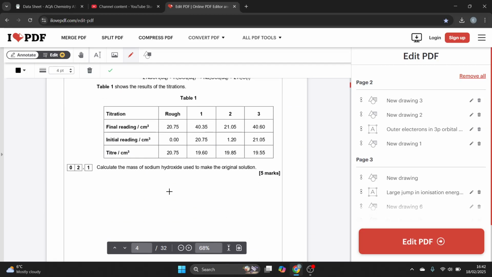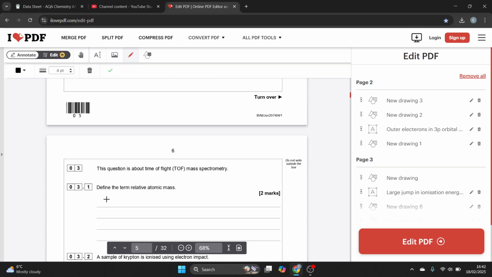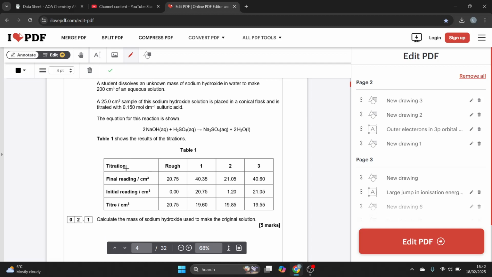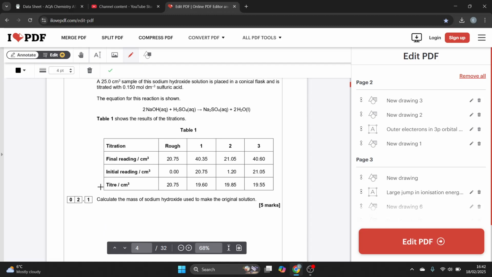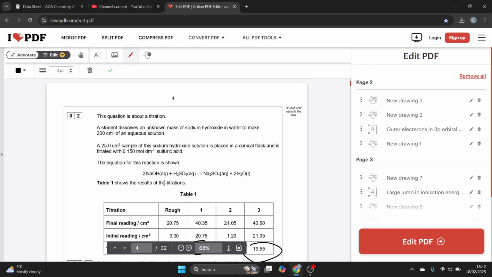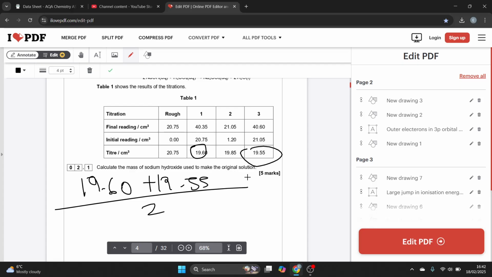Question 2, calculate the mass of sodium hydroxide used to make the original solution. Okay, I'm just checking the further questions for question 2. So the first thing I would do is find out the mean titre. Why else would it give me this? So I'm going to use that data, the concordant titres, divided by 2. And this is going to play a big part in what I'm going to do next.